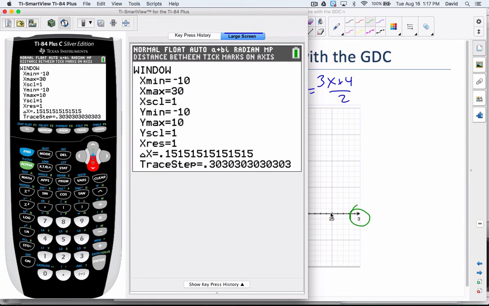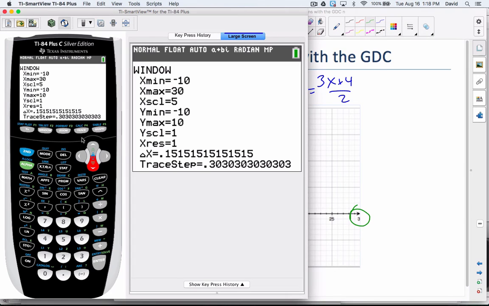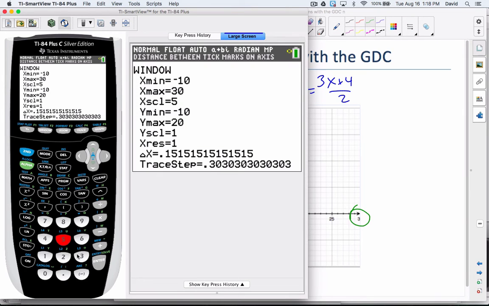My scale, well, each of these big or thick gray lines is by 5, and so I'm going to make my scale 5 so it's easier to follow, compare. My y minimum is -10. My y maximum is 20. And so that -10 stays, and I'll make my maximum 20. And again, I'll go by 5s on my scale. My scale is 5. The other information I'm going to ignore.